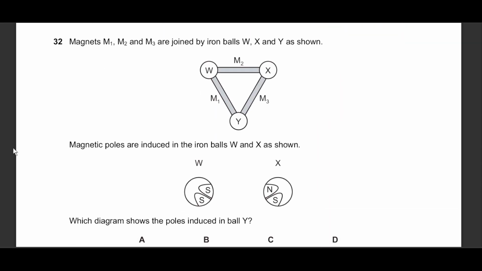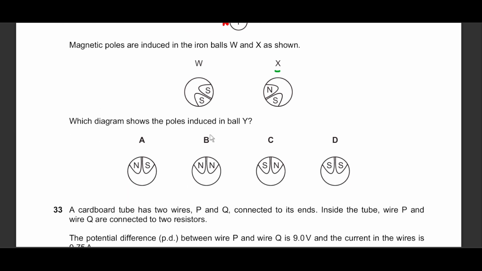32 is a good question from the past papers. So W is south, south, and X is given to you as north, south. And it's very befitting in this sense because north, south seems fine. If this is south, then this should be north, and if this is south, this should be north. So the correct answer will be option B. And the reason we're saying this is because if you look at a magnet, one side is south, one side is north. It's understood at this stage.